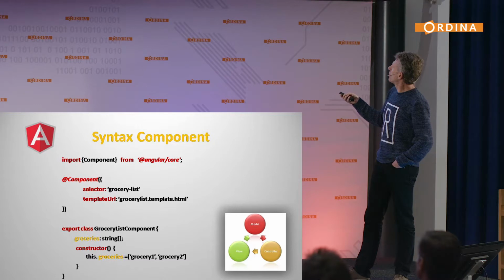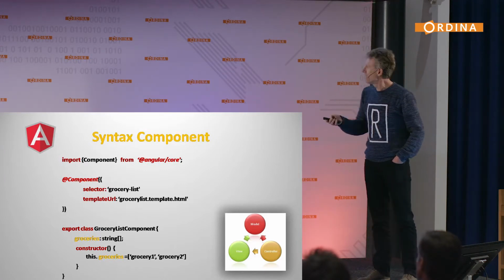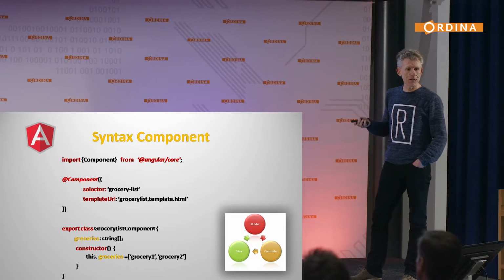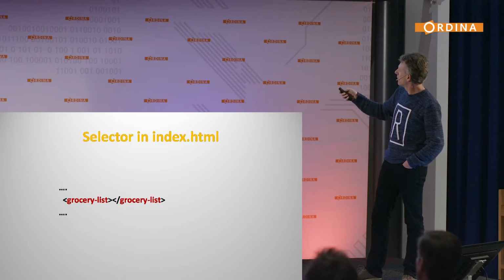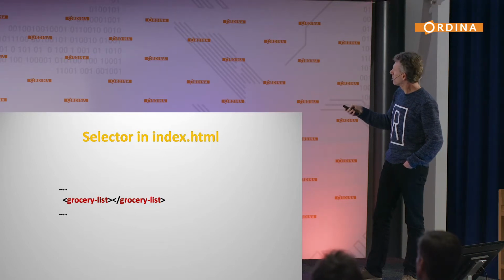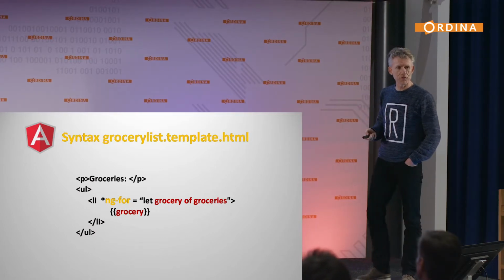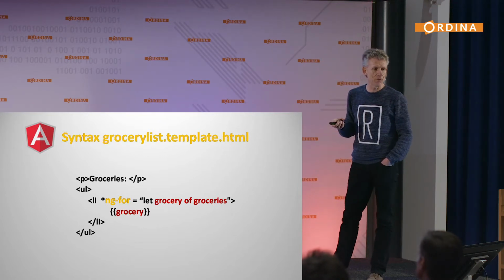In one component, we have the MVC model together. We have here the model, and this is the template. This is the view, of course, and all together that's the controller. This is the way we can call this component from the index HTML, for example, groceries list, and that is the same as the selector. This is the template for this component. It loops through the groceries with the ngFor directive.